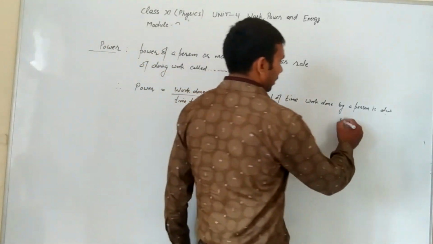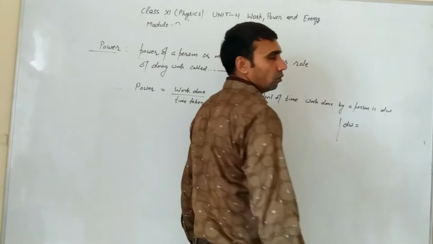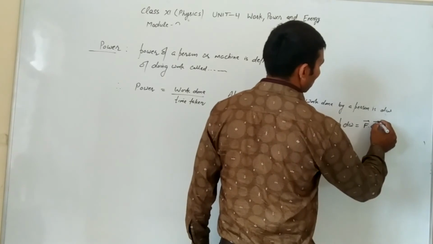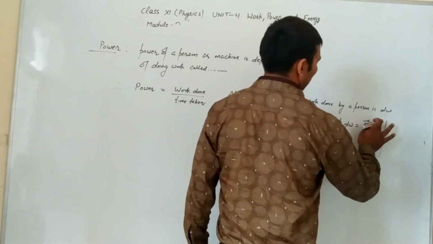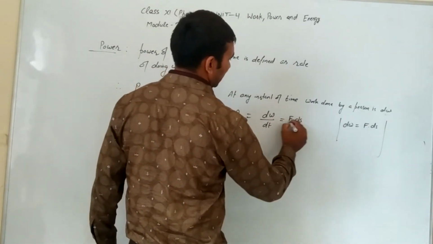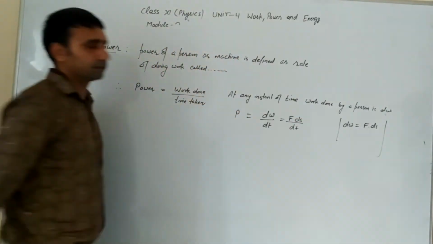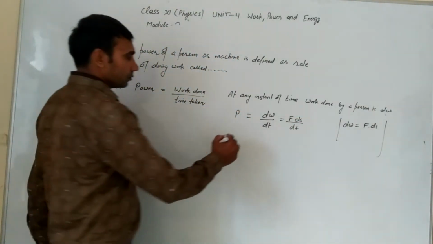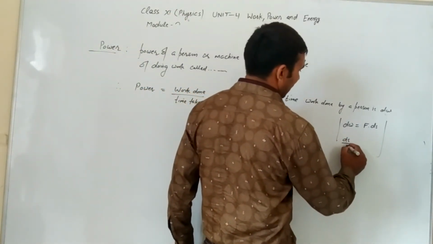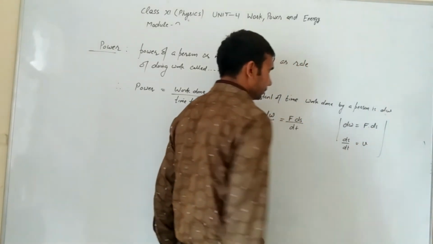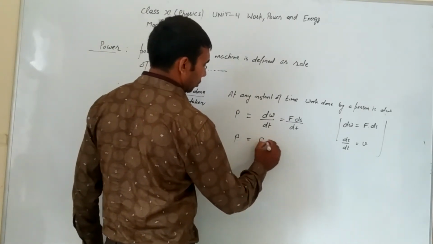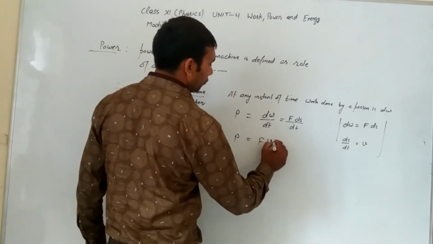We know dW is equal to force multiplied by displacement. This can be written as force times displacement divided by dt. As we know, displacement divided by dt is equal to velocity. So the power of a person is equal to F into V.